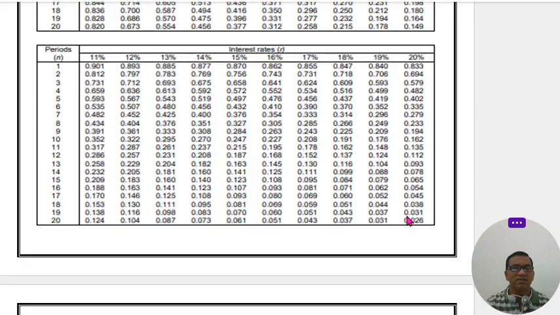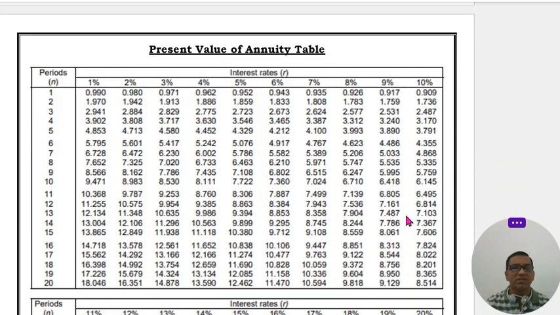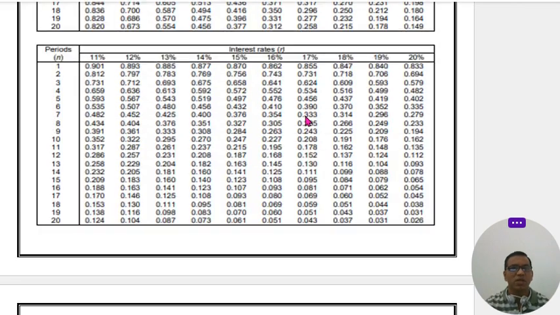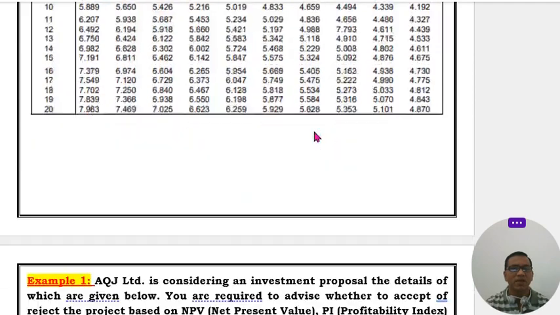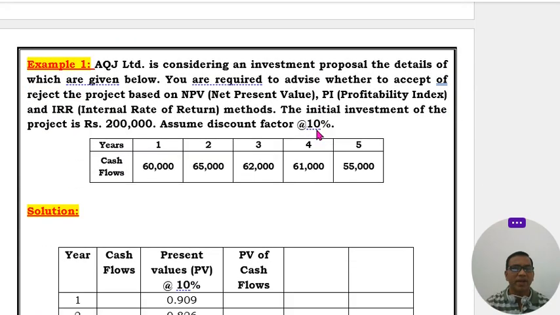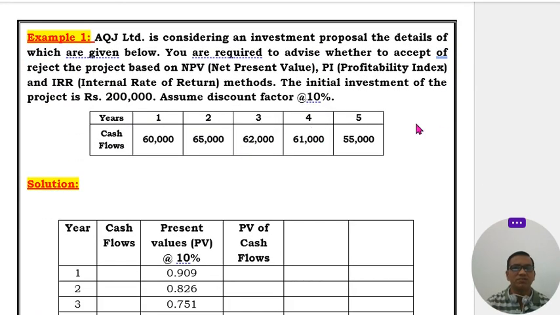The second table is the present value of annuity table. It is nothing but a cumulative table. If you do cumulative for the present value table, then you will get the present value of annuity table. Where it is useful, I will tell you. It is mostly useful in case of the IRR method. So keep in mind these tables. I take the table values from here. Now let us see a practical question we are going to solve.